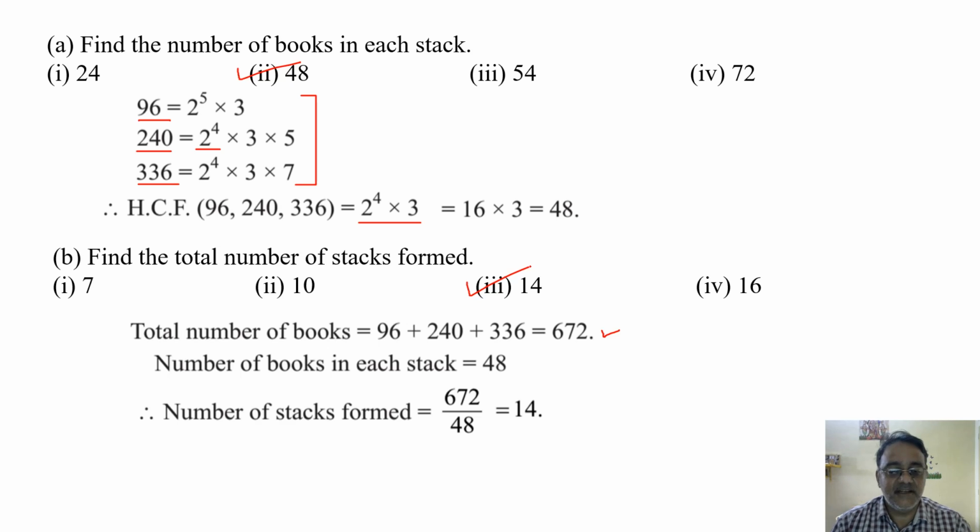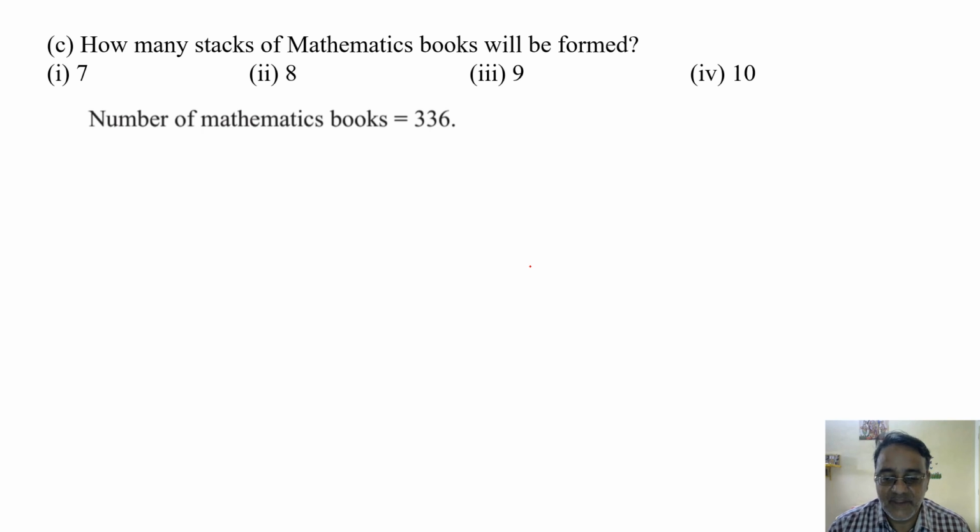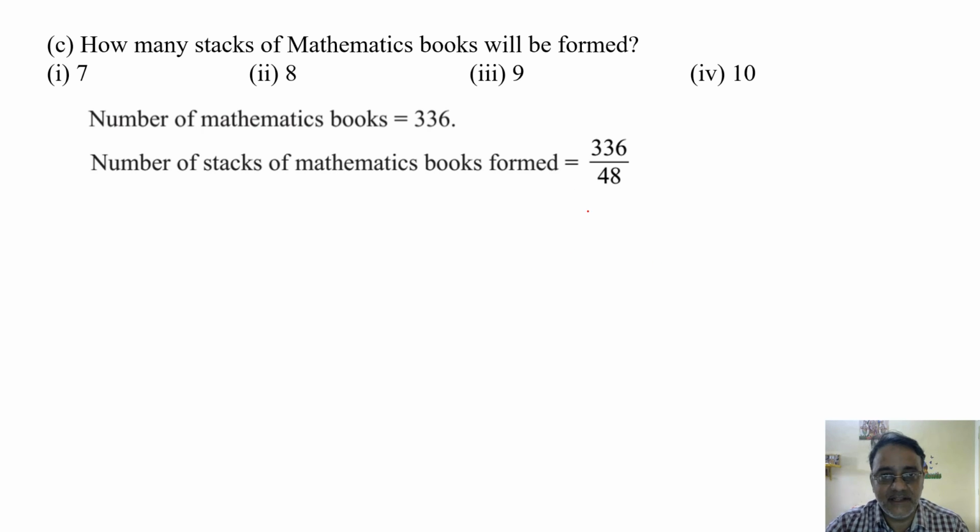This is clear? Any doubt? No, sir. Okay. Now we are moving toward the next. How many stacks of mathematics books will be formed? So the total number of mathematics books is 336 and the number of books in one stack is 48. So we will divide 336 by 48. If you divide, you will get 7 and the correct answer is the first one.